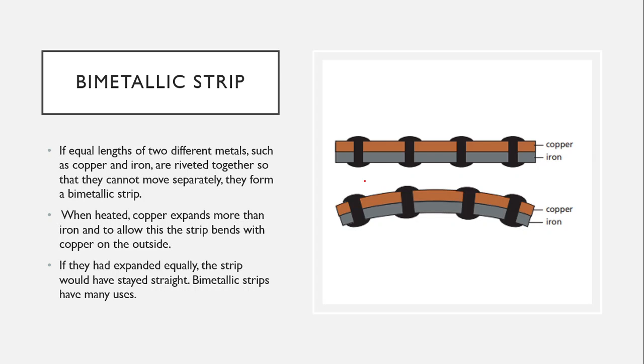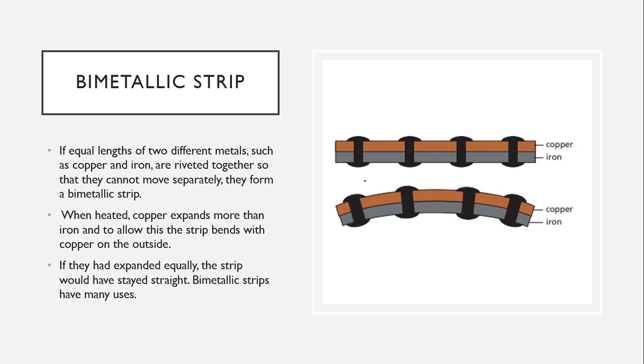So these two strips cannot expand or move separately, since they're riveted together. They now act as one body. So when they're heated, one metal expands more than the other metal.